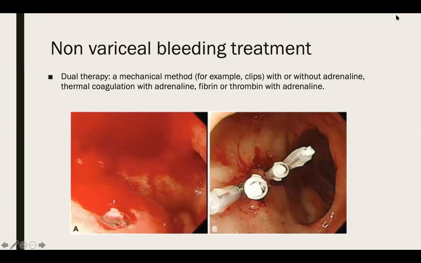So if it's a non-variceal bleeding, so we're thinking about things like peptic ulcers, you want to perform a dual therapy. So a mechanical method, like clips, as you can see here on the image, the patient is being clipped with or without adrenaline. And then you can thermocoagulate with adrenaline, or you can provide fibrin or thrombin to form a clot alongside adrenaline. Okay, so it's dual therapy.